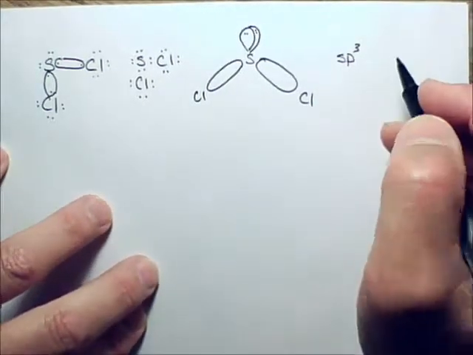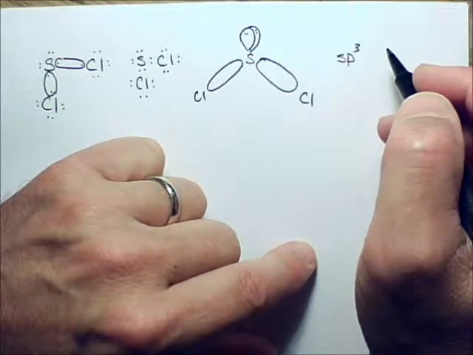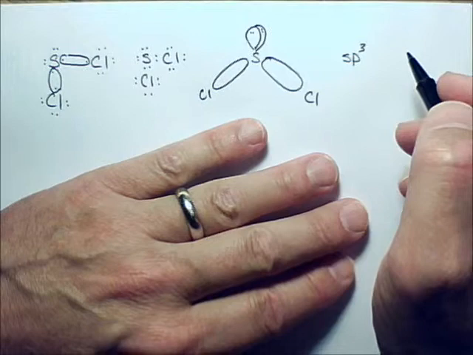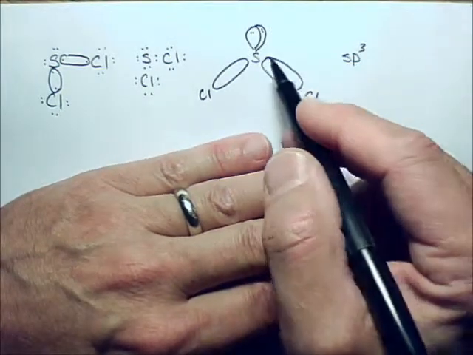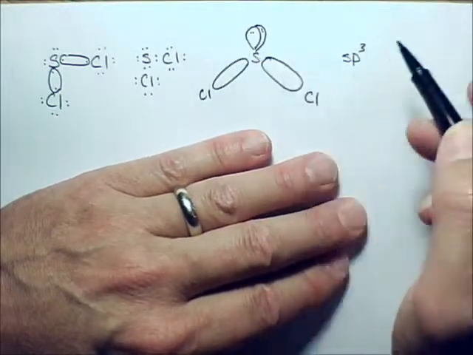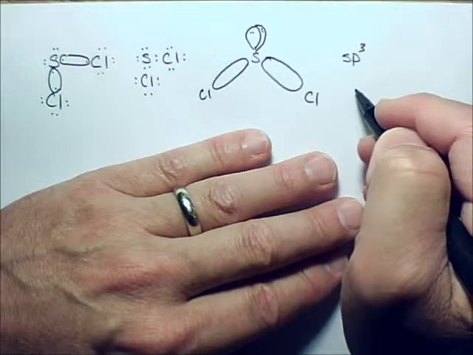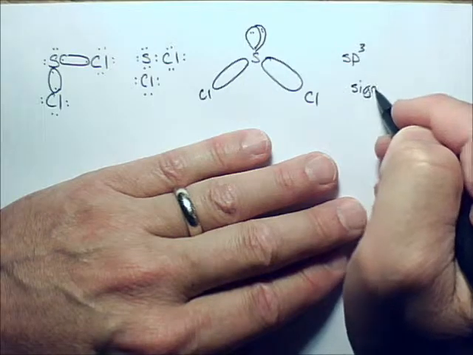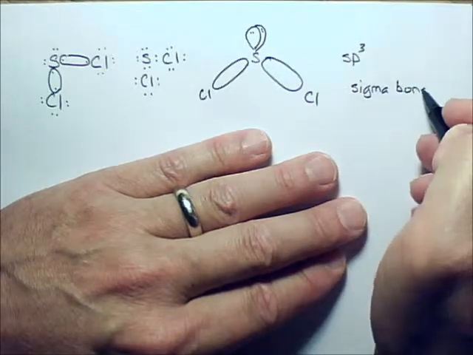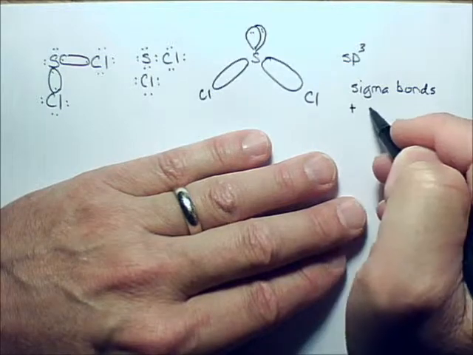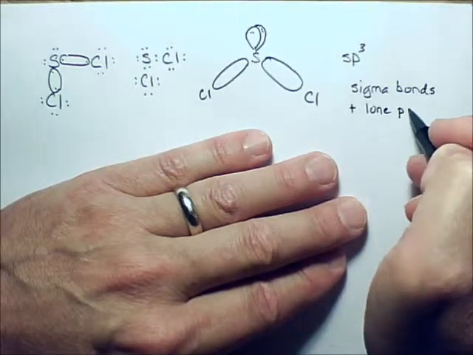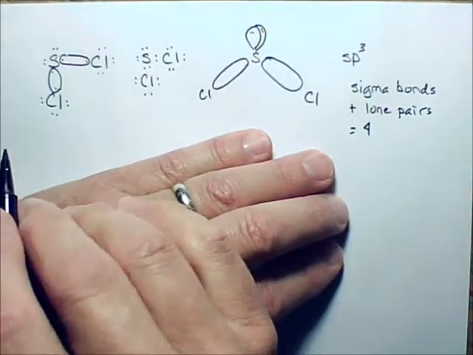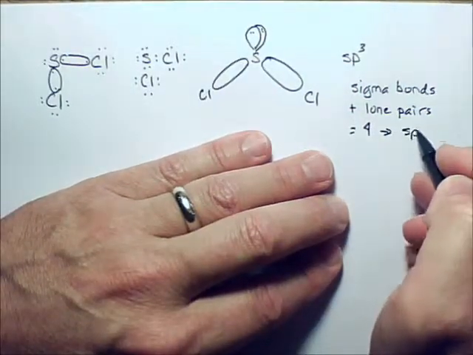I hate to even mention this because it allows you to figure it out without understanding why. If the number of sigma bonds, because they come from hybridized orbitals, plus the number of lone pairs equals 4, then this is an sp3 hybridization.